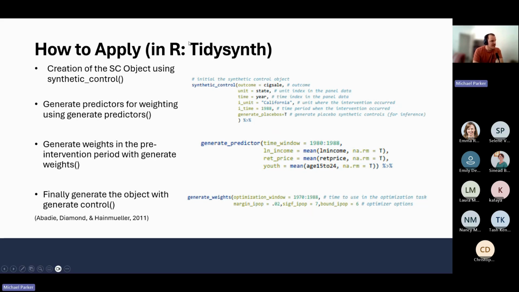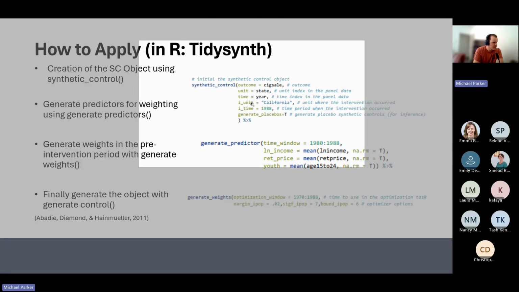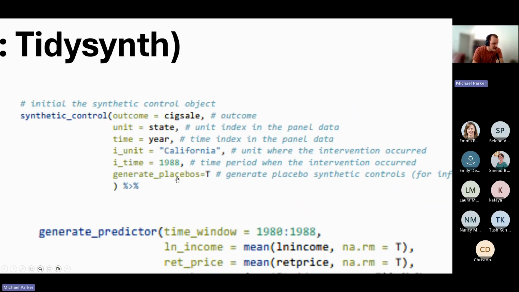So you start by creating your synthetic control object here at the top of the screen. I'll just zoom in for you. Here you can establish all the important parameters of your model. We have the outcome, which in this case is cigarette sales. We have our units, which is the states. Time, so years, but if you were doing 6 months, or it could be days, it could be anything, whatever you choose to put in this time parameter here. Our intervention unit and our intervention time, so California and 1988. Generating placebos is the placebos test, which I mentioned earlier.